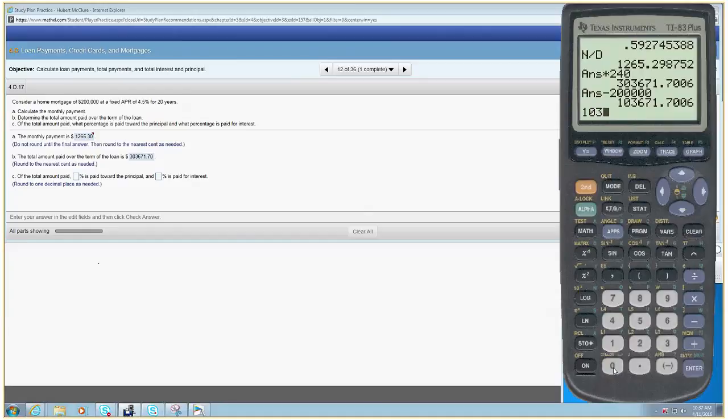103,000 divided by 304,000. Times 100. So how much is going to interest? 34%.